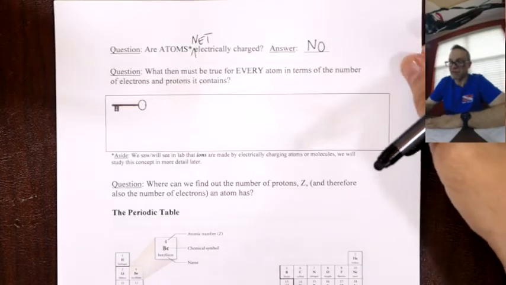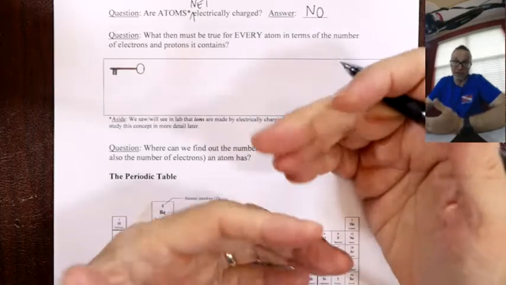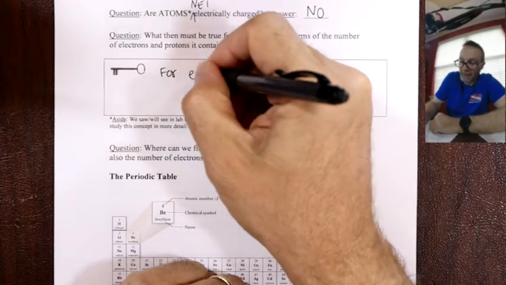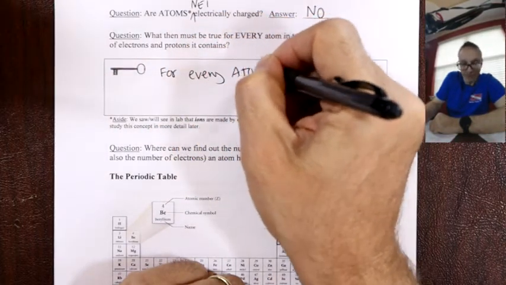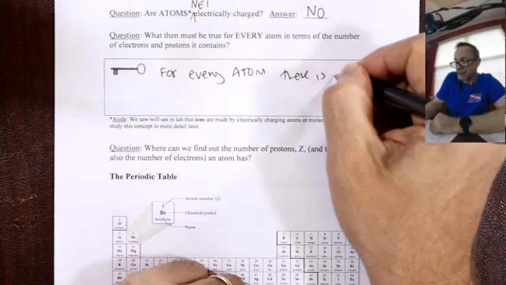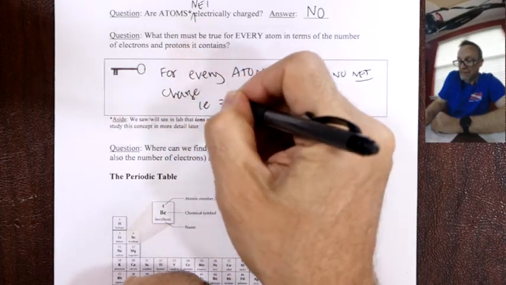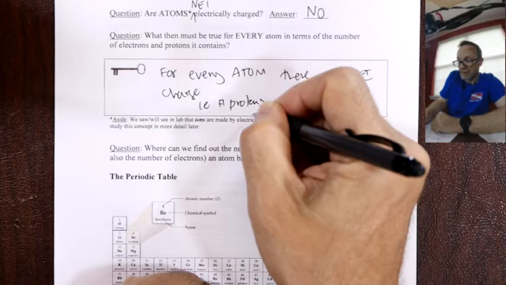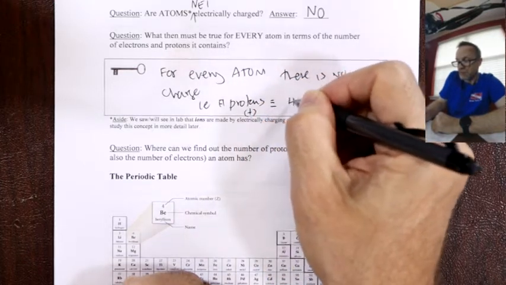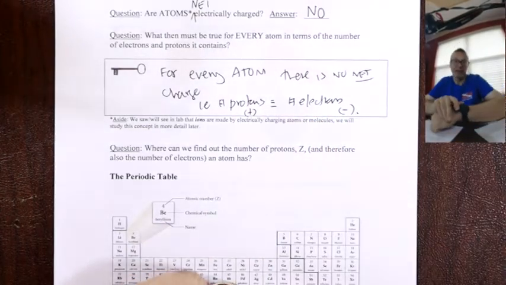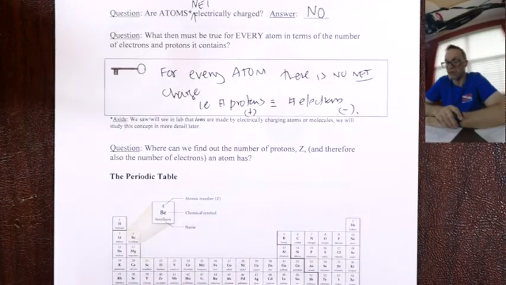Okay, so we kind of gave it away. What must be true then in terms of what's inside? Well, for every plus, there's a minus, right? So they're equal and opposite, they cancel, yeah? So for every atom, make sure I write atom, there is no net charge, i.e. number of protons, which are plus, identically equals number of electrons, which are minus. Okay, so that's the only two things that count when we talk about charge, electrons and protons. We'll talk about neutrons in a little bit, but electrons and protons, equal and opposite, no net charge.